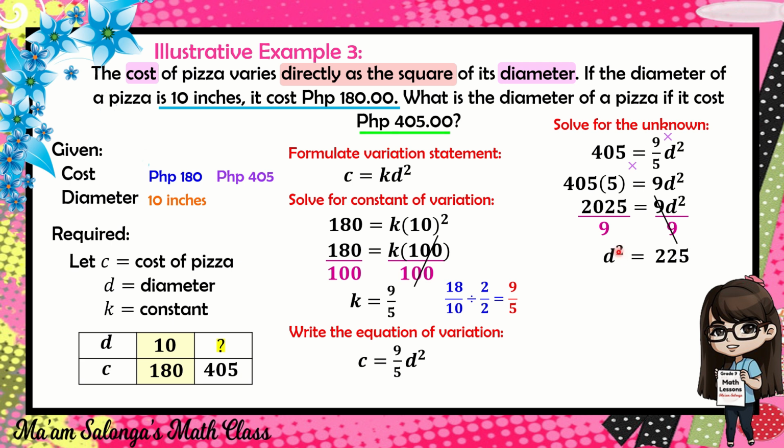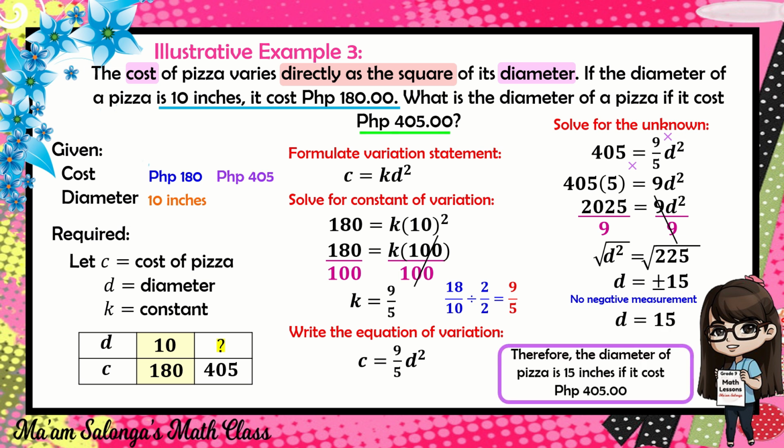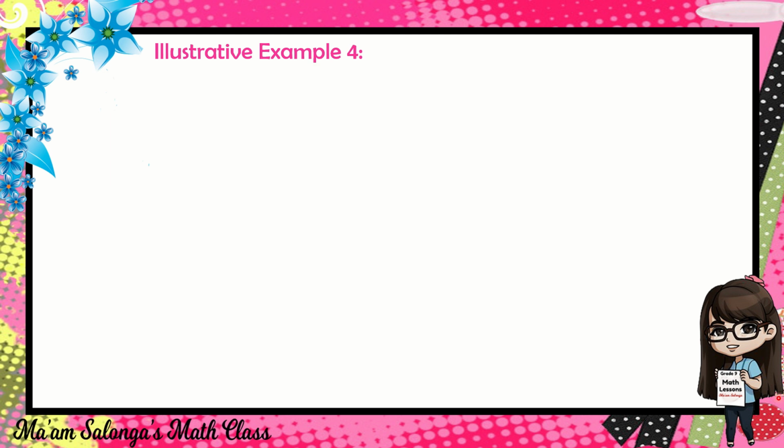So, take note, meron tayong square dito. Ano nga ba ang kailangan natin gamitin dito to eliminate the square? We need to use the square root property, square rooting both sides of the equation. Then, square root of D squared, cancel out yan. D na lang ang matitira. And the square root of 225 is positive negative 15. But take note that there are no negative measurements, so we will use the positive one, which is 15. Therefore, the diameter of a pizza which costs 405 pesos is 15 inches.